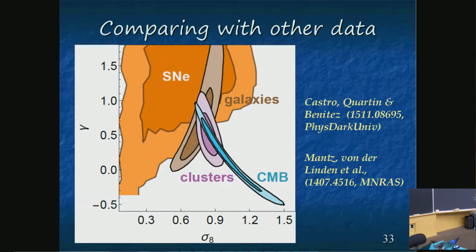Now, if you compare the data, that's where we stand. This I stole from this month's paper. There's CMB, clusters, galaxies, and supernovae. But again, supernovae is a huge monster, a mammoth. But if you just combine with CMB, you can rule out all this region here. So it's already good. You have a question?